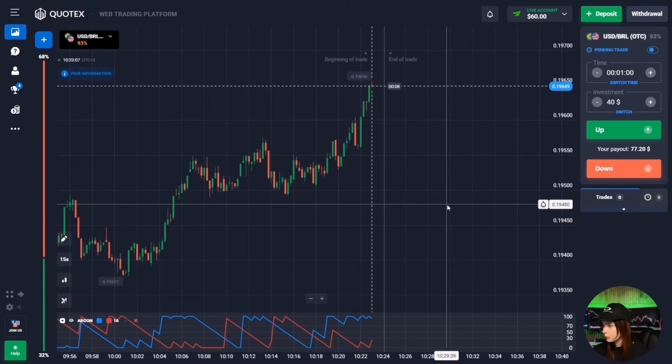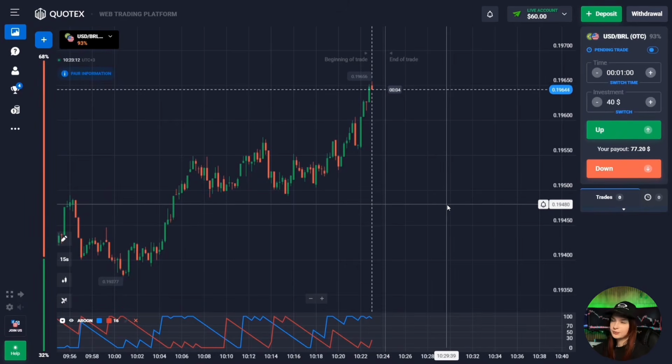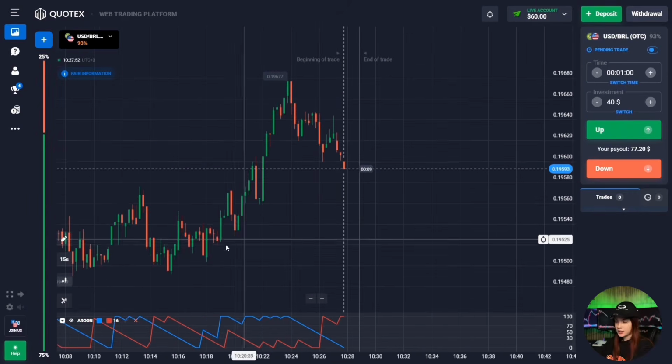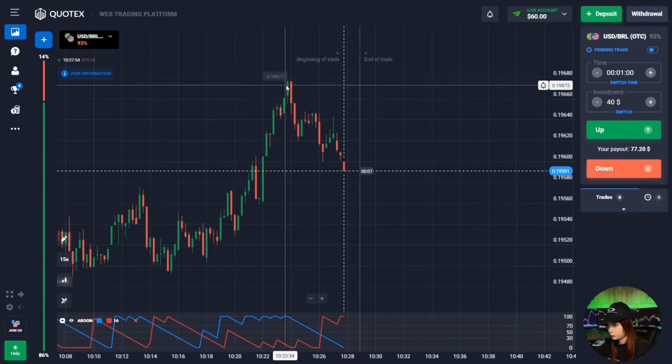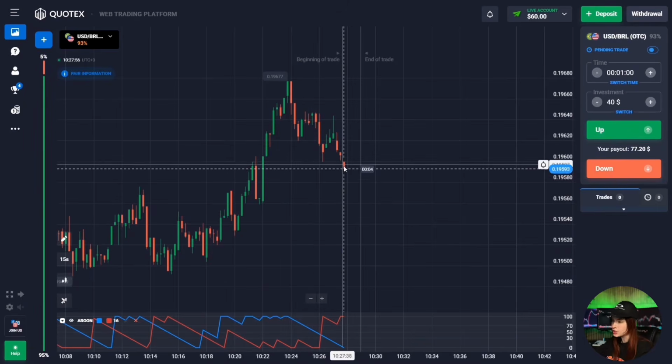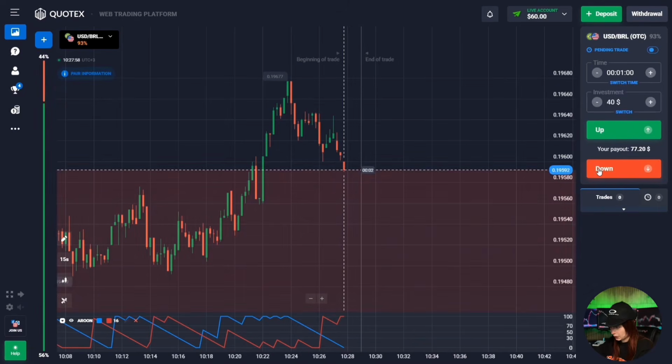Guys, these are the key points we will need today in our trading session, so let's begin. Alright guys, as you can see, after rising, the price has started to move downward, and in this case, I suggest opening a deal to go down.